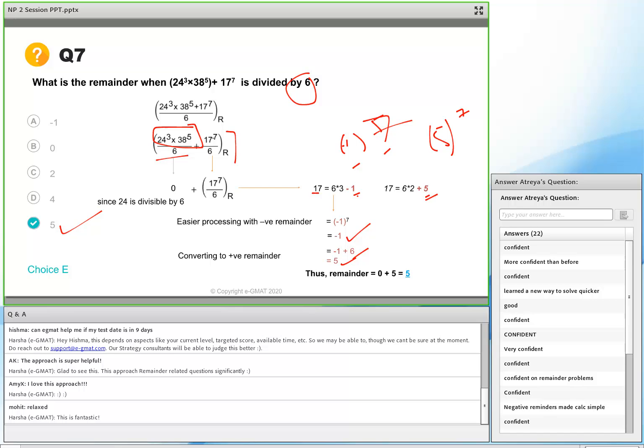I'm very happy to see that you really like the concept of negative remainders, and that it made you confident. That's the best part of the session.